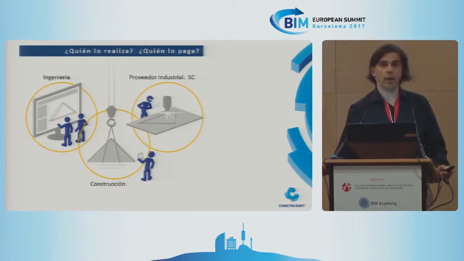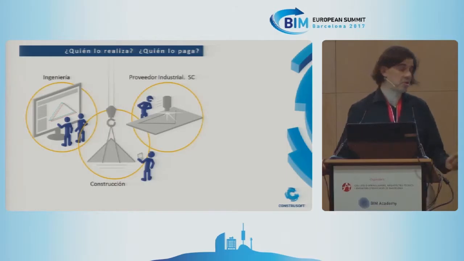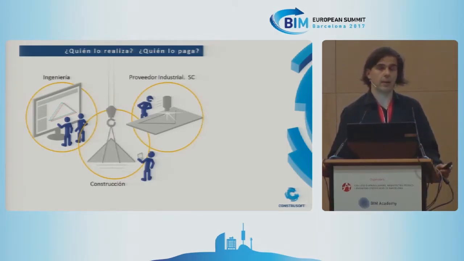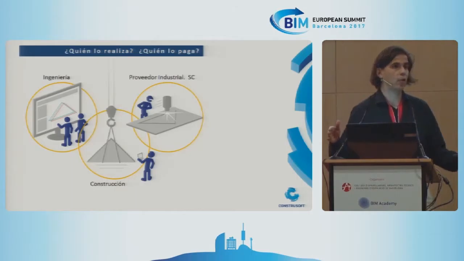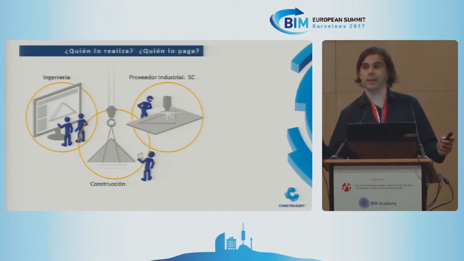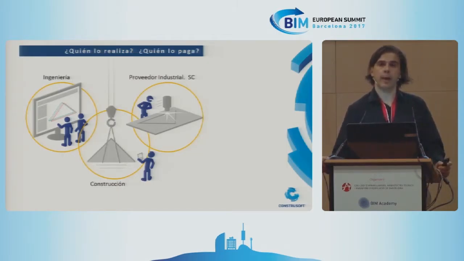The construction company needs information to work faster, and the industrial company also needs information to work faster. So who pays for it? In some countries, like the United States, the contractor pays for it willingly. But in our country, for example in Spain, we don't do it this way. Maybe we have the money to do the clash check, but that's pretty much it.